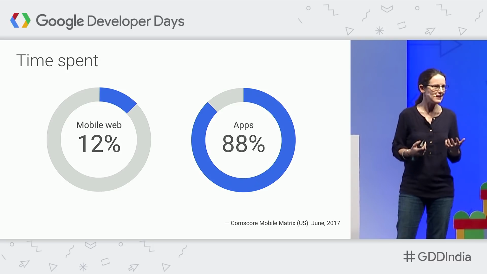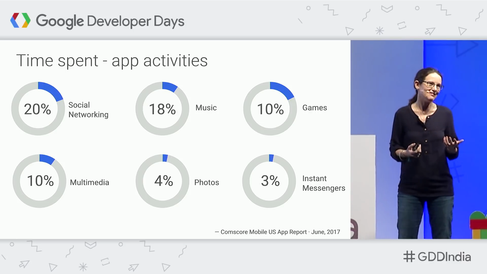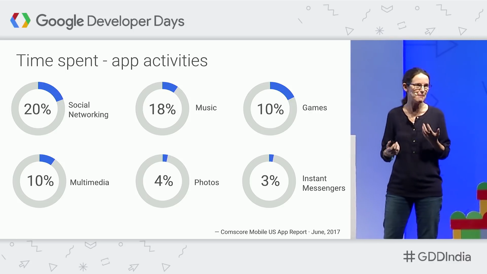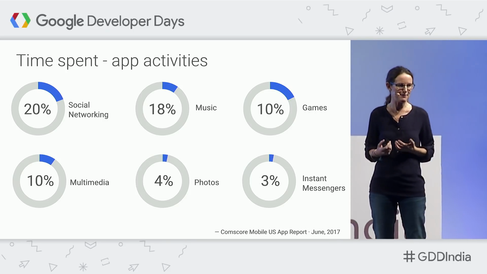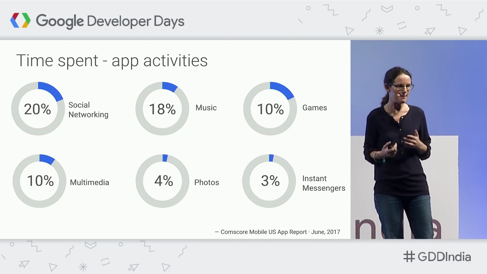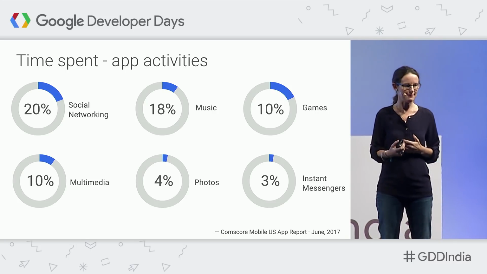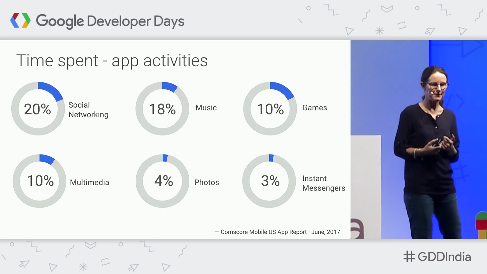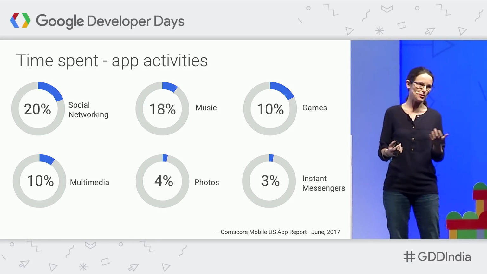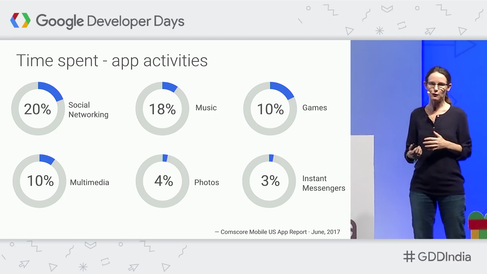But how exactly are people spending their time with apps? So the answer is that they're spending their time primarily in social networking, in music, games, multimedia apps, and more. Two-thirds of the time is spent using apps with regards to entertainment or communication. So while it is indeed a great deal of time that people spend using apps, it's not evenly distributed across verticals. So they found stats like this back in 2014 too.